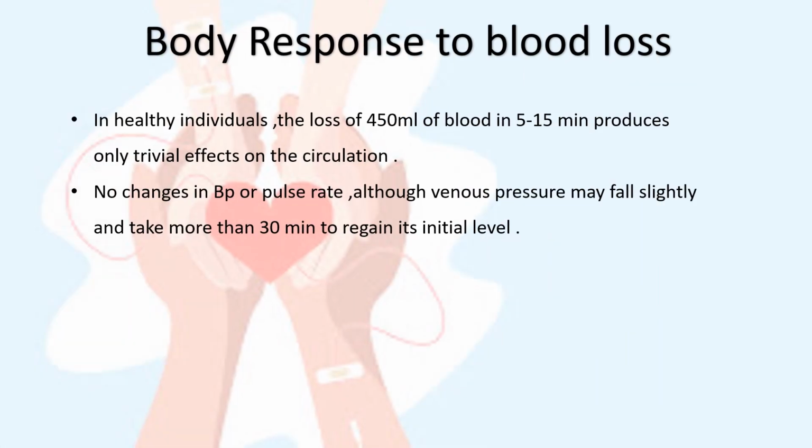How does the body respond to this blood loss? In a healthy individual, after the loss of 450 ml of blood over a time period of 5 to 15 minutes, there will be trivial effects on the circulation. There will be no change in the blood pressure or the pulse rate. Although venous pressure may fall slightly, it takes more than 30 minutes to regain its initial level.